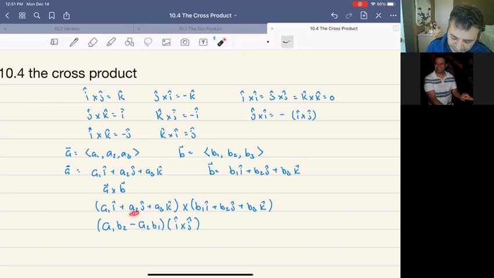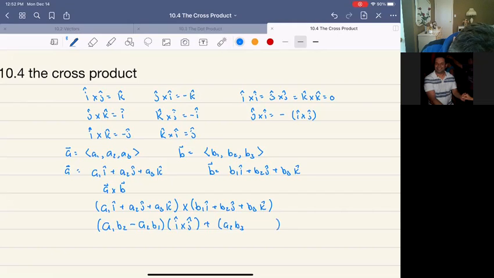Let's do A2. A2 here times B2, well, that's going to be j cross j, which is 0. All right. A2, B1, we don't need that one because we already got it. So let's do A2 with B3. So let's do A2 B3k. All right. Let me write that.